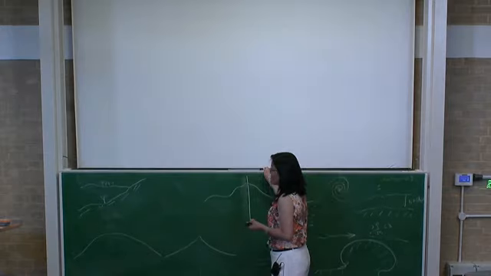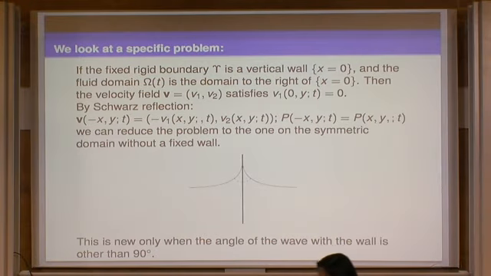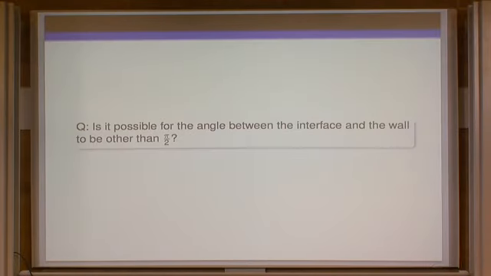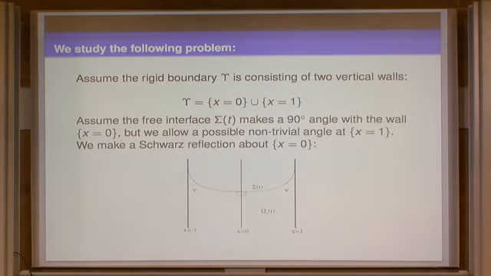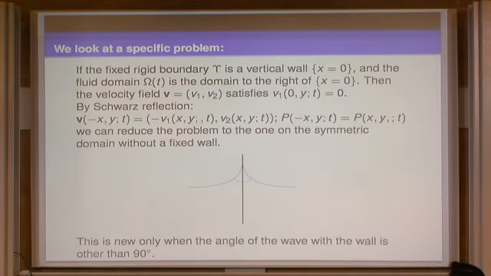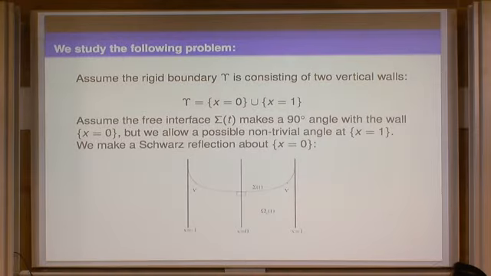Why did I tell Rafe from the very beginning that we should not work on 90 degrees? Because he finds a difficulty. So the question is, is it possible for the angle between the interface and the wave to be other than 90 degrees? Maybe it's not possible, maybe it's possible. In fact, we study something a little different, but it's the same thing. We want to focus on one angle. So this is what we assume.